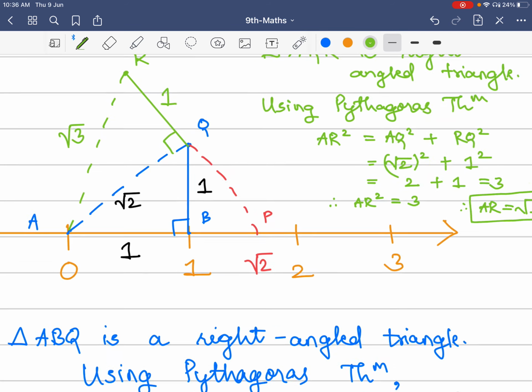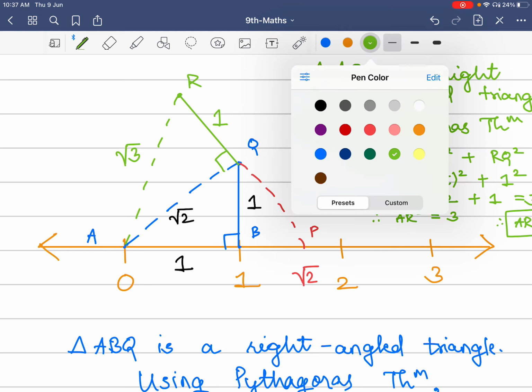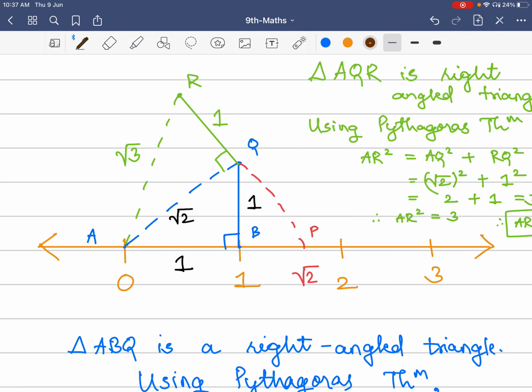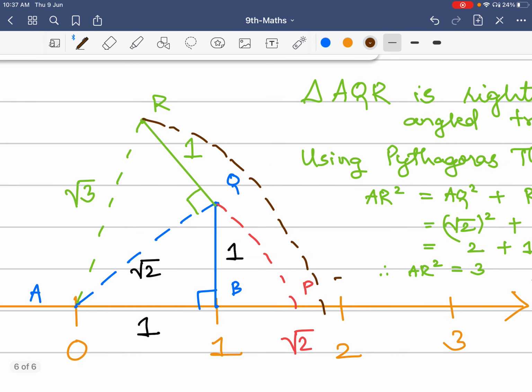I have to use another color. Let's say brown. So I'm going to do this circle construction, with A as the center of my circle and AR as the length of my radius. I'm going to construct another circle. So this circle will go somewhere down. You have to actually take a compass and do it. It will intersect somewhere here on the number line, and let me call that point Z. So this is point Z.